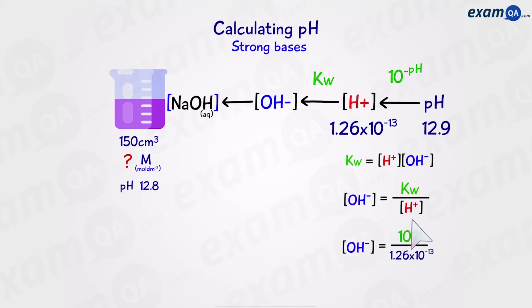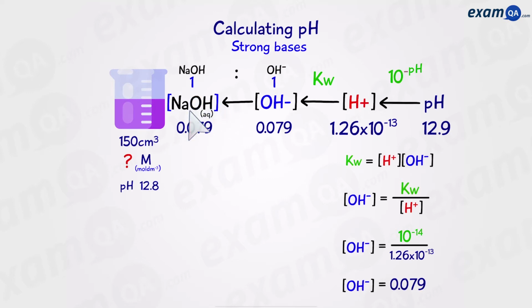Remember that we said the value for Kw is 10 to the minus 14 unless specified differently in the question. So we're going to use 10 to the minus 14 because they haven't told us in the question that it's a different value. Then, the concentration of hydrogen ions is 1.26 times 10 to the minus 13. This gives us 0.079. Okay, the final step is to use this to work out the concentration of sodium hydroxide. We know that the ratio is 1 to 1, so therefore the concentration of sodium hydroxide will also be 0.079.